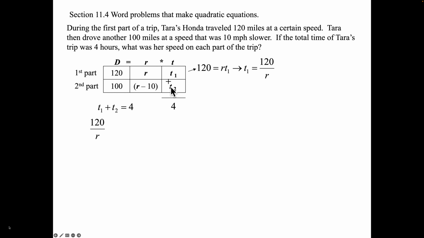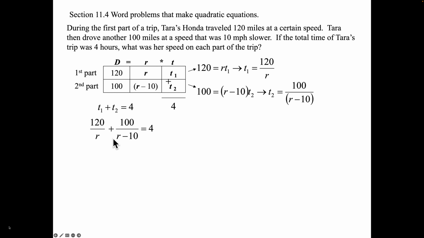And do the same thing with this equation. 100 equals R minus 10, in parentheses, T sub 2. Do not distribute the T sub 2. Just divide over the R minus 10. Take this fraction, substitute it down here, and set it equal to 4. Now, since we're trying to find the speed of each part of the trip, that's the R's, I now have an equation with R in it.